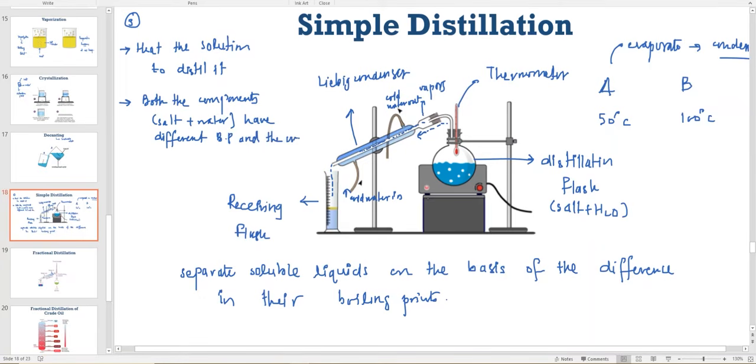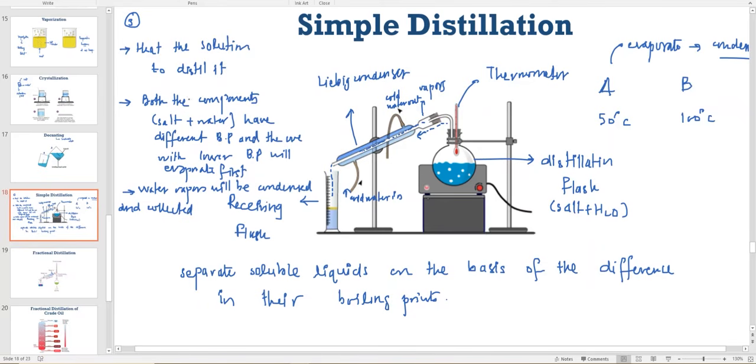And the one with the lower boiling point, in this case water, will evaporate first. Okay, and those water vapors will be condensed in a condenser. In a condenser, it will be condensed and collected. Okay, that's how you get 3 marks.